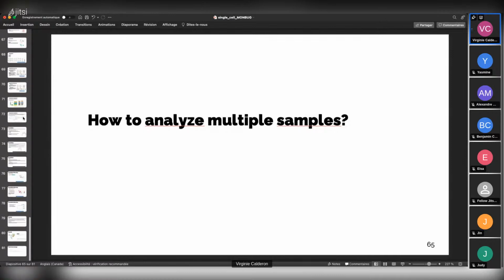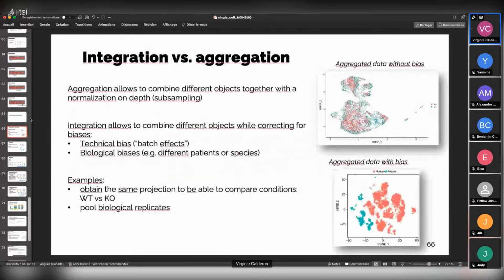Yes, I think I have just a few slides about this. Okay, all I've said before is about analyzing one sample, but how to analyze multiple samples? So if I am doing maybe two samples, one is wild type and the other one is knockout, but I want them on the same projection. There are two options: integration of data or aggregation of data.